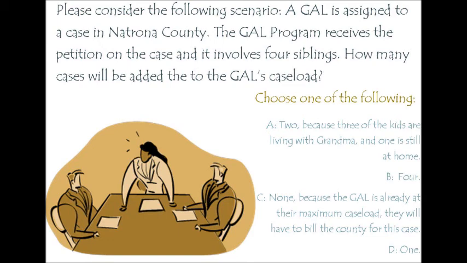Is it A, 2 because 3 of the kids are living with Grandma and the other one is still at home? B, 4? C, none because the GAL is already at their maximum caseload. They will have to bill the county for this case. Or is it D, 1? Please take a few moments to think about your answer.